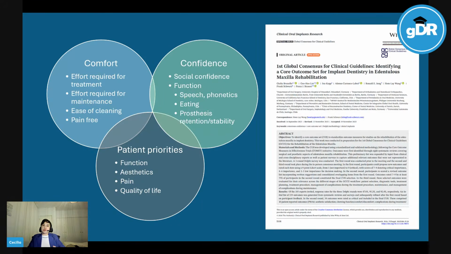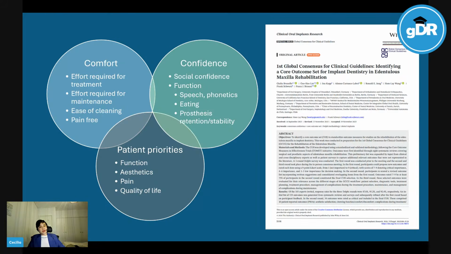They want to know the effort required for maintenance. So what's required for them to maintain an implant? And we're expecting patients to keep implants for 10, 15 years. So we need to tell them what to look out for in terms of complications and how to clean them. Okay. Pain free. So obviously they want surgery to be pain free, but also afterwards the implant to be pain free. Okay.